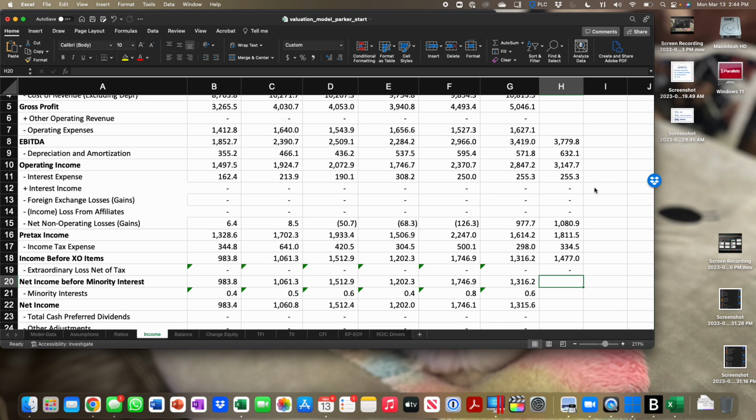Yes? Can you show the formula for income tax expense? It's pre-tax income, H16, times the ratio in H10, which is your tax rate.